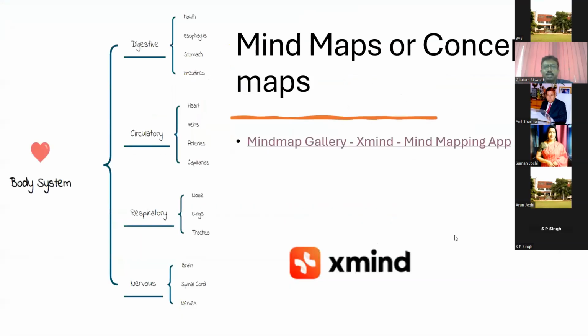We call it XMind. This is basically a platform for making concept maps or mind maps. Once a chapter is completed, we try that the chapter should be remembered easily in the simplest form. And we try to make certain maps called mind maps or concept maps. In order to make mind maps and concept maps in an easy and scientific way so that students can remember it well, we can use this app.